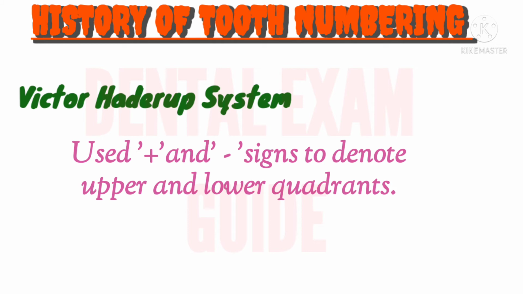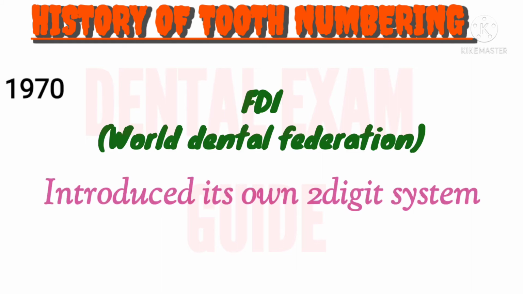Both the systems, that is Sigmondy Palmer notation and universal notation system, which were officially recommended by the American Dental Association, had some disadvantages because they did not comply with the requirements set by FDI, World Dental Federation. So in 1970, FDI introduced its own two-digit system, and it is a system used by the World Health Organization. FDI system is used by most of the countries in the world except USA, where universal numbering system is used, and UK, where the old Sigmondy Palmer notation system is used. So FDI system is the most widely used system internationally.